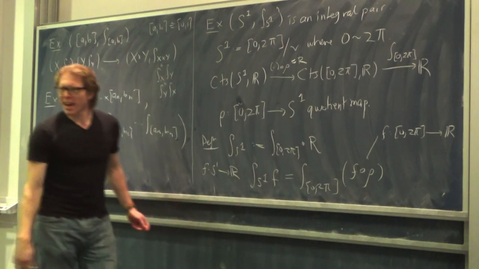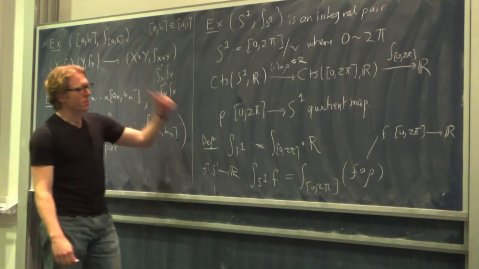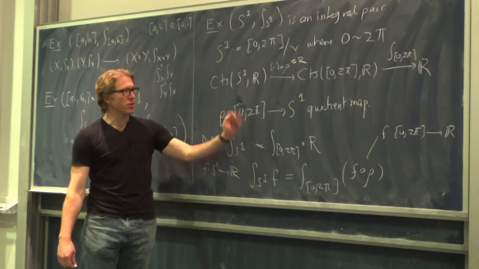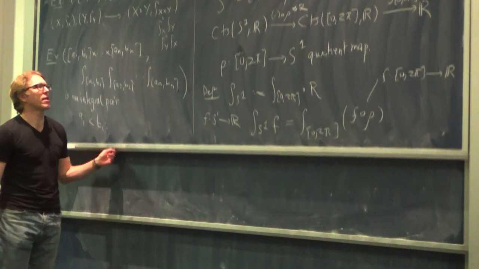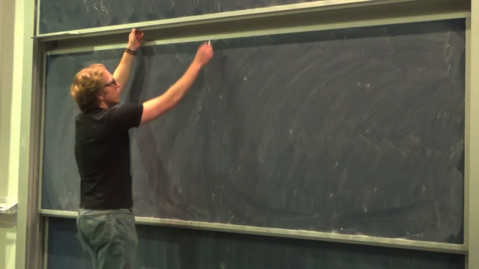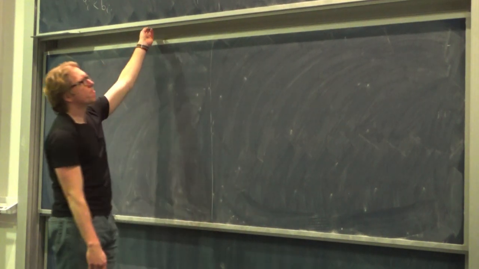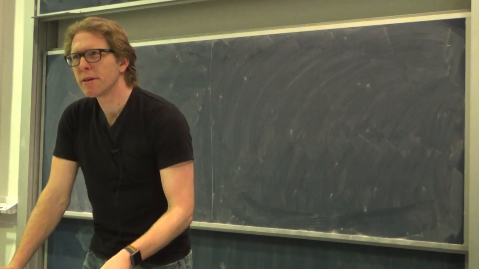And the same argument I just gave, as you can see, has nothing to do with the circle in particular or the interval. That argument shows you that if you take any integral pair and you take an equivalence relation, the induced thing is an integral pair. Okay, any questions about that?